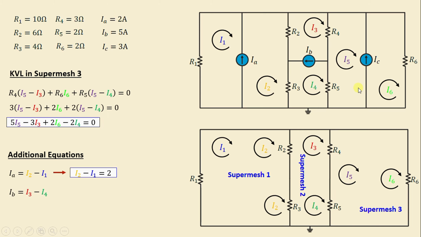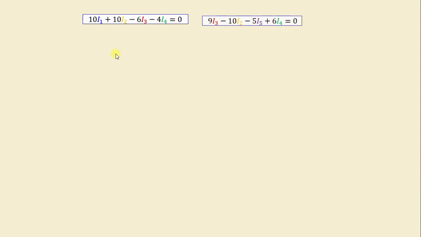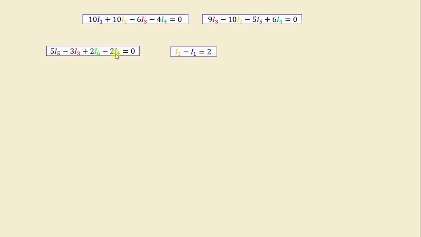Let's move on now. In the current source IB, we can write IB is equal to I3 minus I4. That means I3 minus I4 is equal to 5 amps. Let's move on to the last one. We have IC is equal to I6 minus I5. That means I6 minus I5 is equal to 3 amps. After we finish applying supermesh analysis, we obtain 6 equations with 6 unknowns. We still only need to solve those equations in order to find the mesh currents.